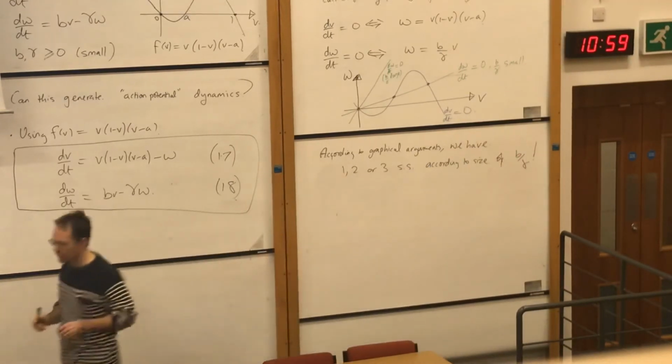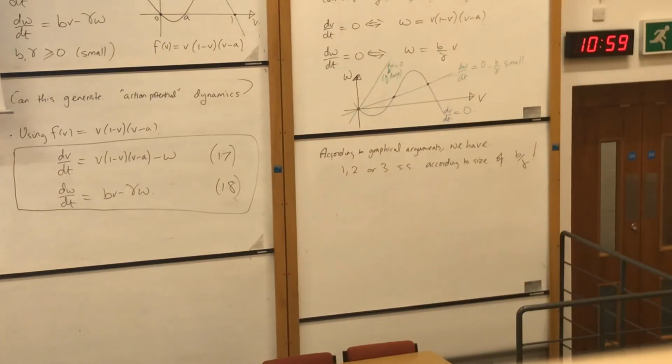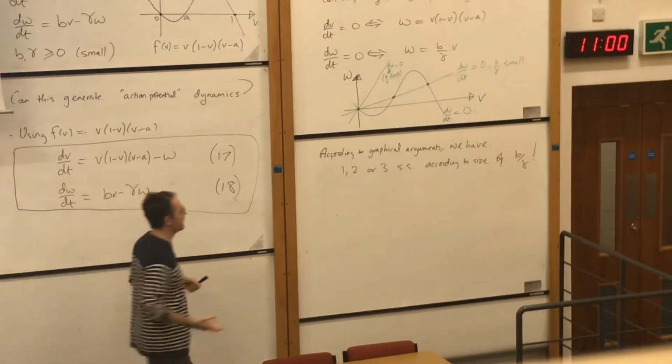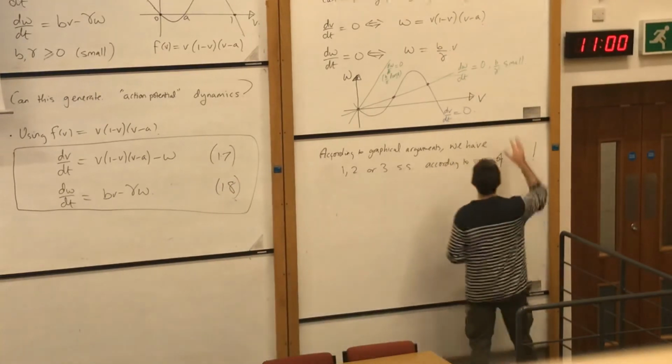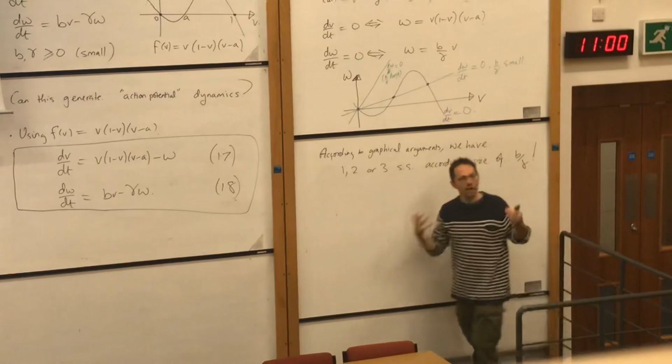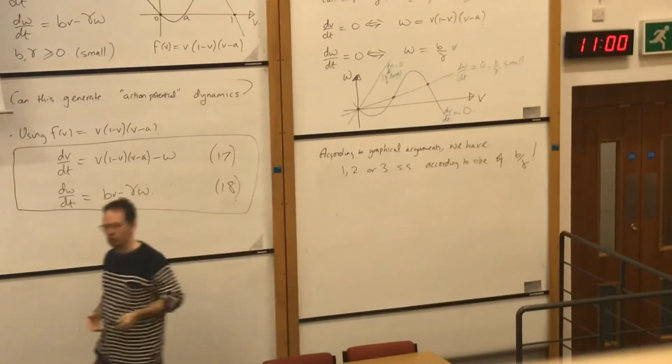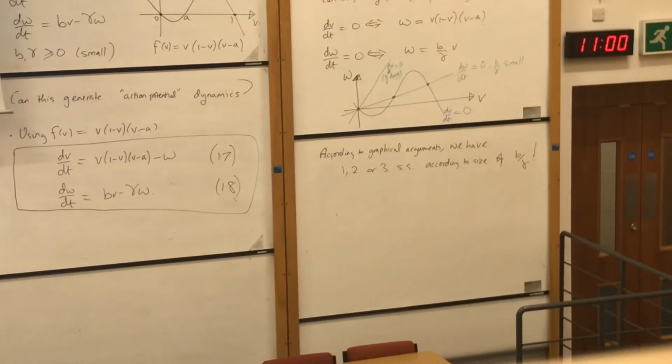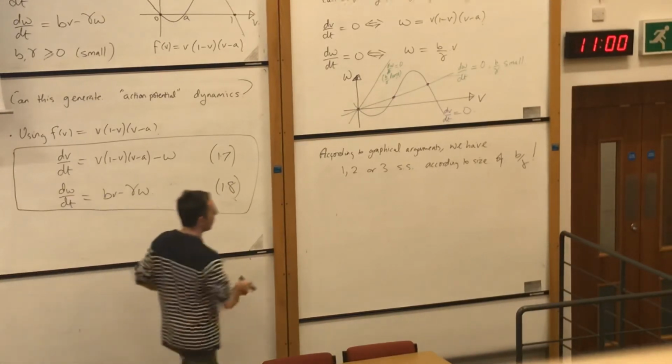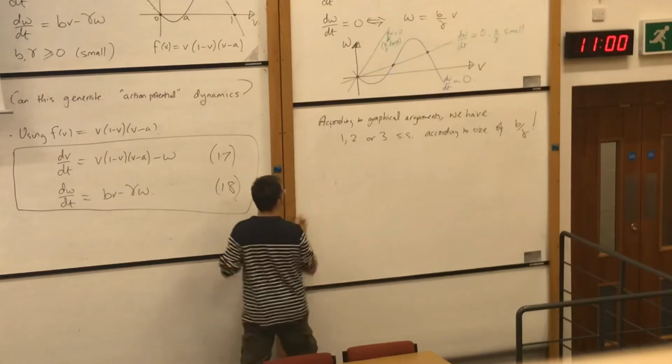And using graphical arguments is one of your best friends when you're a mathematical biologist. You can actually get a lot of understanding of the system by taking a purely graphical approach, rather than necessarily going through all the nitty-gritty algebraic details. Okay, so steady states you can work out that way.